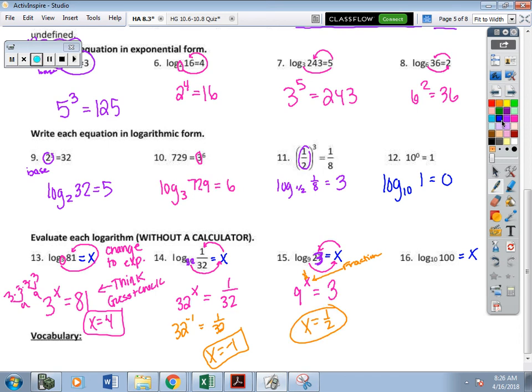And the last one's a little bit easier. 10 to the x power equals 100. That would be 10 to the second. So x is 2.